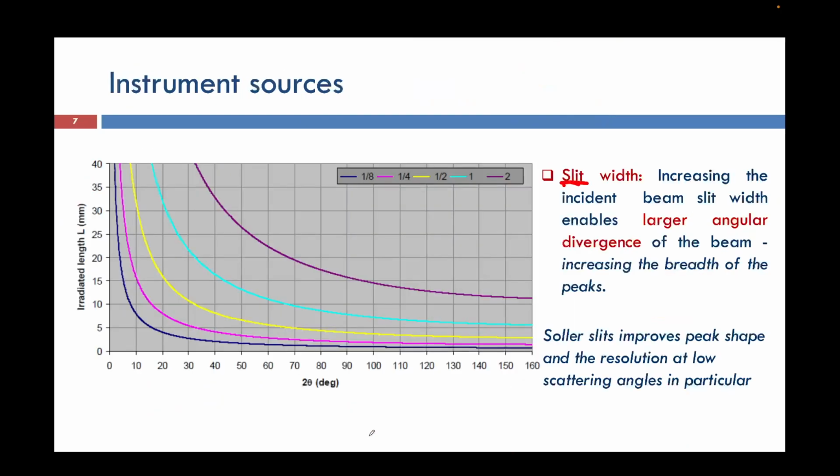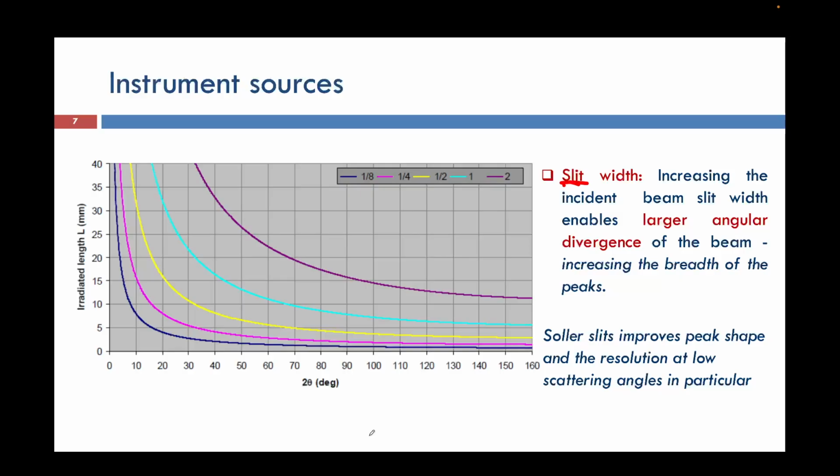So how does slit width affect our peak position and peak shape? What will it do? It will not affect the peak position much, but it will affect the peak shape.